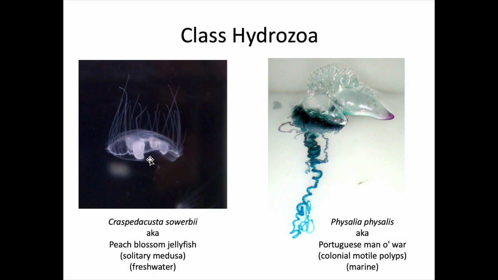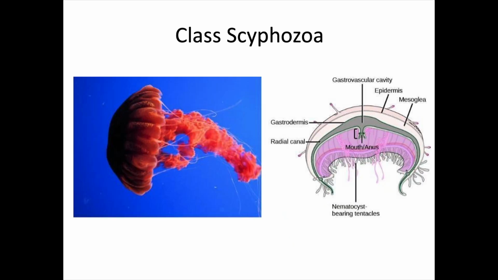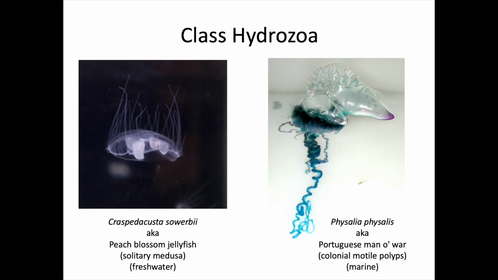This looks just like a jellyfish. In fact, it's informally referred to as a peach blossom jellyfish. The fact that this closely resembles the Scyphozoa jellyfish is, of course, convergent evolution. We know genetically, from phylogenetic computational sequence alignment analysis, that this is a hydrozoan jellyfish, not a scyphozoan jellyfish. But yeah, it's a solitary medusa.